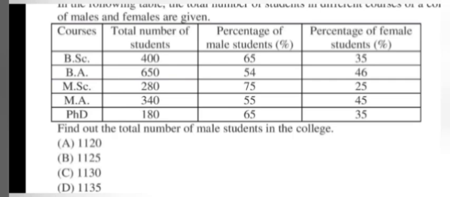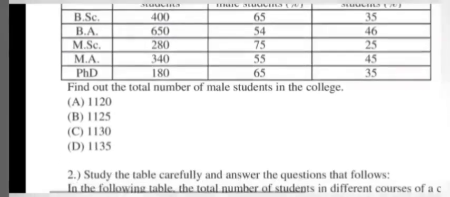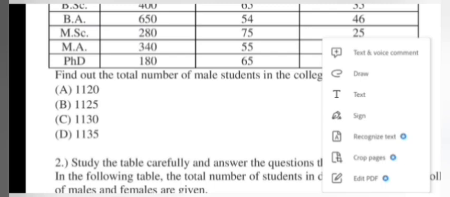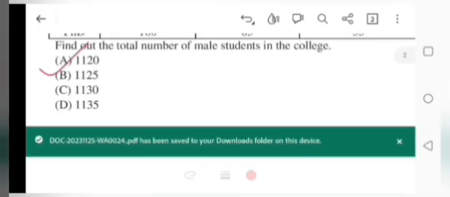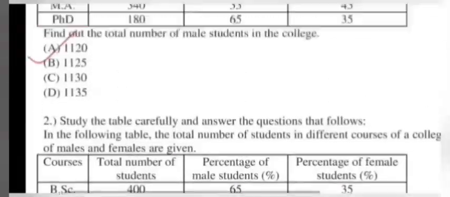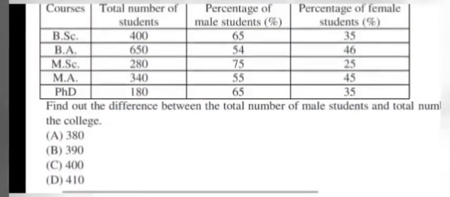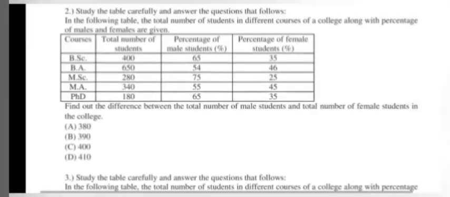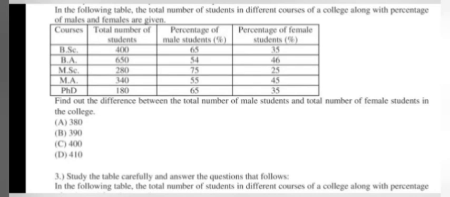Now, after studying this table, we have to find the answer of the first question, and that is, find out the total number of male students in the college. 1120, 1125, 1130, 1135. What will be correct? Number A, 1120 will be correct. Second, find out the difference between the total number of male students and total number of female students in the college. 380, 390, 400, 410. What will be correct?